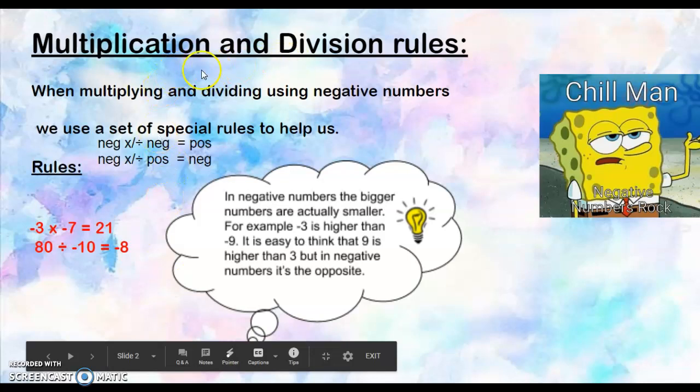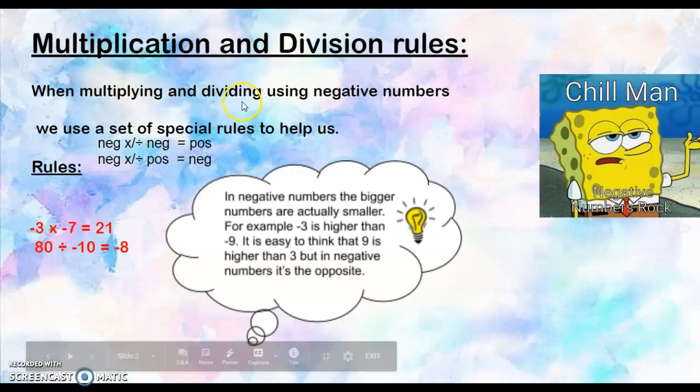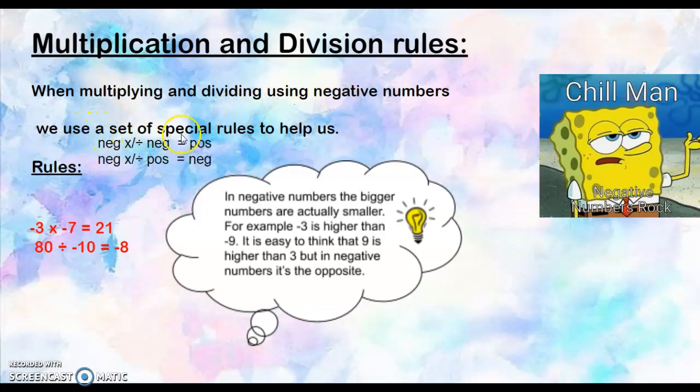Multiplication and division rules. When multiplying and dividing using negative numbers, we use a set of special rules to help us. The rule is negative times negative equals positive. Negative times positive equals negative. There are the same rules for division. Negative divided by negative equals positive. Negative divided by positive equals negative.